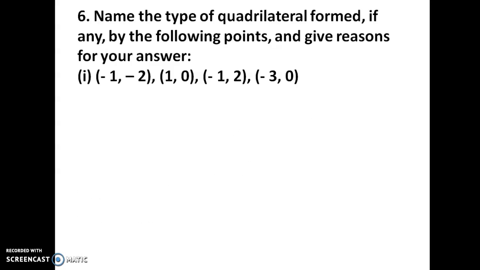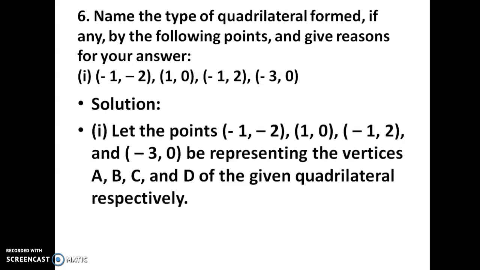Name the type of quadrilateral formed, if any, by the following points and give reason for your answer. So some coordinates are given, and we have to say what kind of quadrilateral it is. What are the quadrilaterals we know? We know square, rectangle, parallelogram, then rhombus. All these are quadrilaterals. So by finding out the length of the sides and diagonals, we are going to say what kind of quadrilateral it is. So let's name it as ABCD.